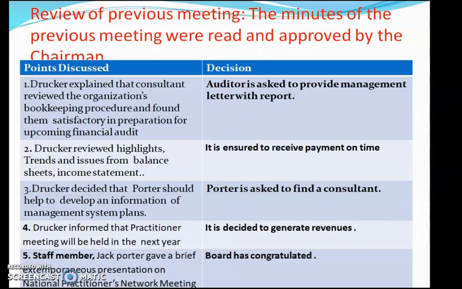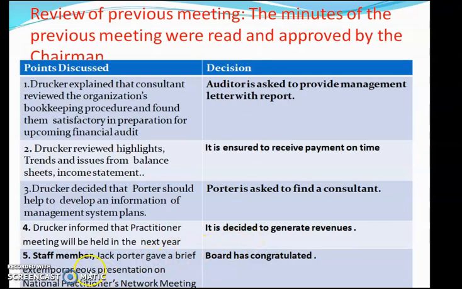Third point, Drucker decided that Porter should help to develop an information of management system plans. Porter is asked to find a consultant as the decision. Drucker informed that practitioner meeting will be held in the next year. This is the fourth point, and the decision taken here is it is decided to generate revenues.